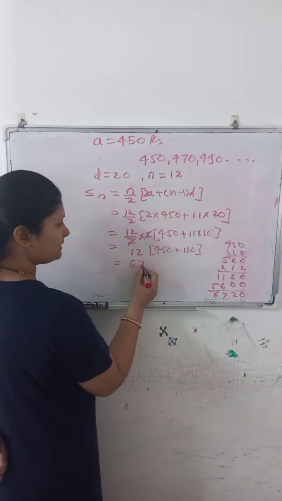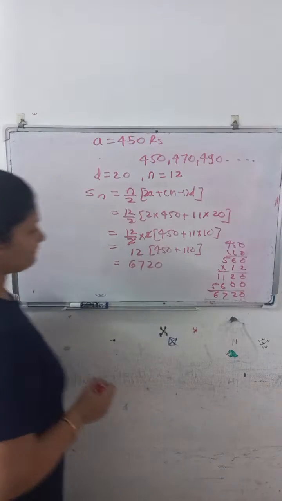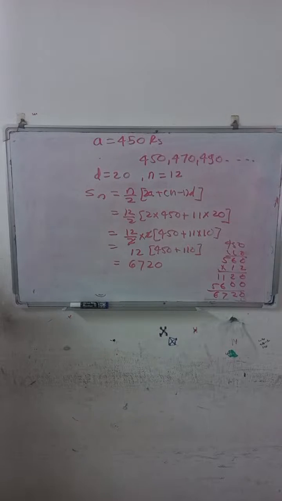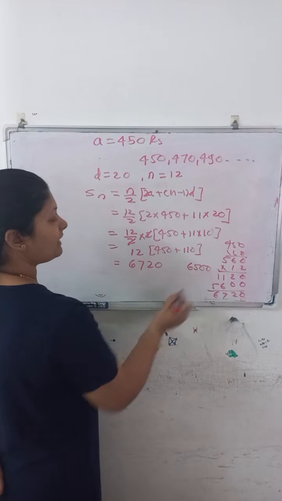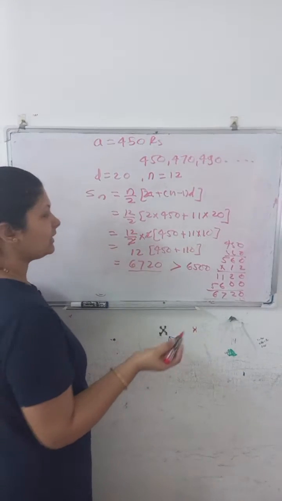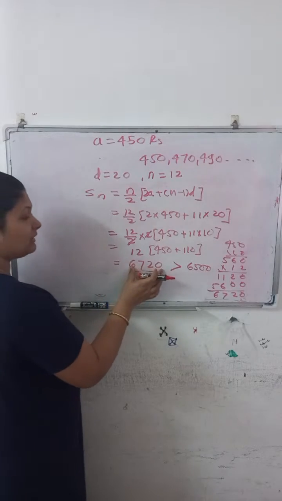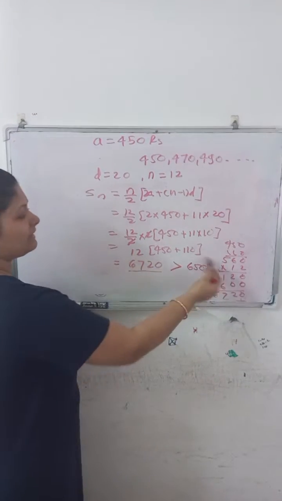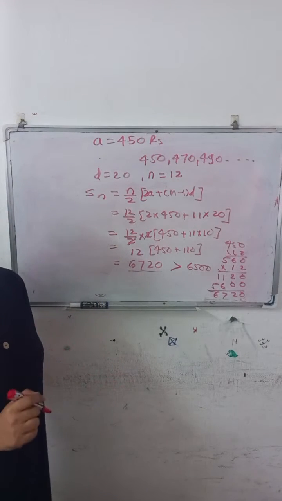So her total monthly saving she is getting is 6,720. Okay, she is able to save, and here they are saying Reshma wanted to save at least 6,500. Once we get this, compare 6,500, which is less than the 6,720. That means she is saving yearly 6,720, which is greater than the 6,500, so she is able to send her daughter to school.